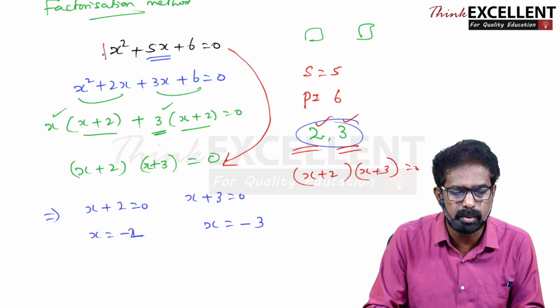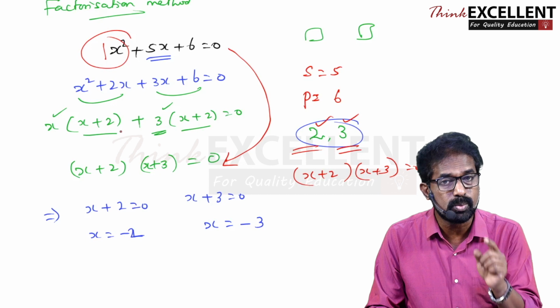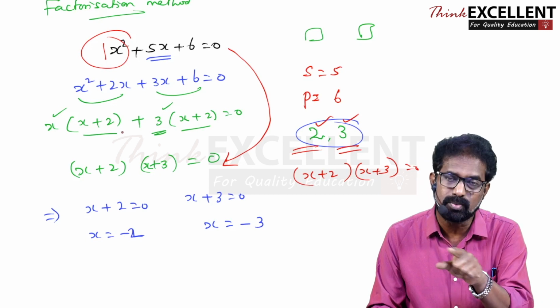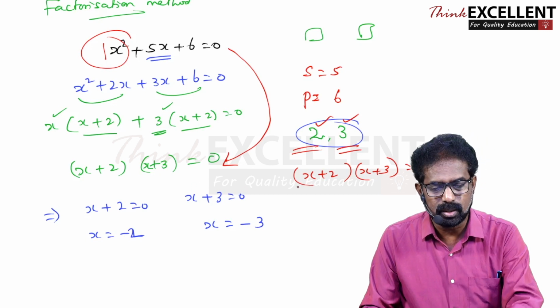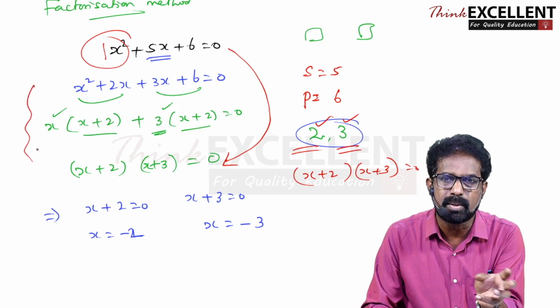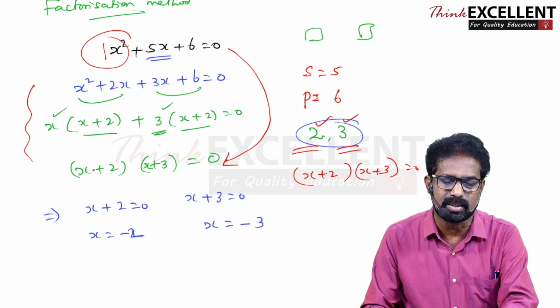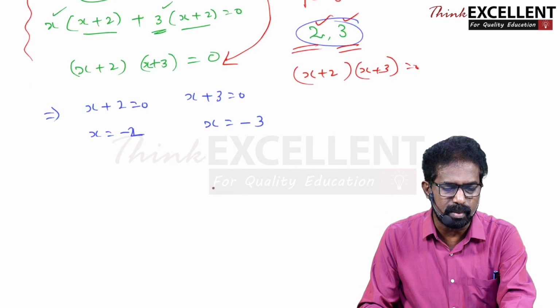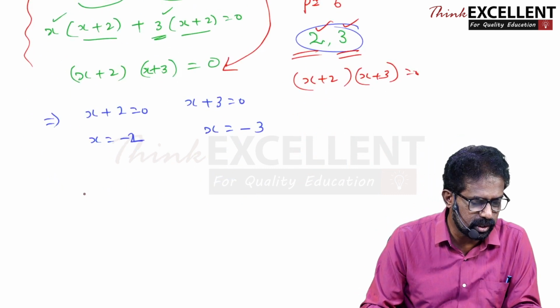But this is possible only if the x square coefficient is 1. If it is not 1, there also we have a short method, okay? So straight away you are getting it, so you can avoid these steps. While taking common, you may make some mistakes, so avoid all these things, okay? After that, the usual method. Now let's see one more question of the same type.